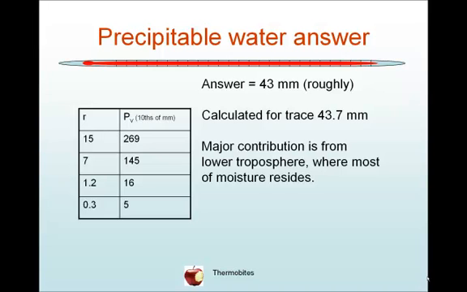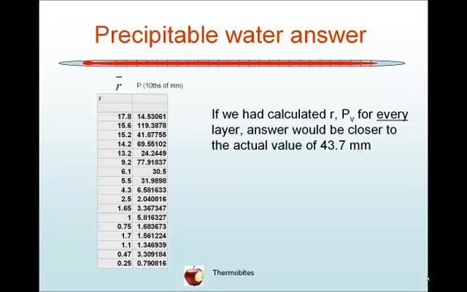If we did this calculation for every single layer, here's what you get, and you get a value that's very close to the actual value itself, so that's somewhat tedious. What the whole exercise demonstrates is that the largest contribution to precipitable water is in the lowest parts of the troposphere, and we use it from day to day as a forecast parameter for things like heavy rainfall.